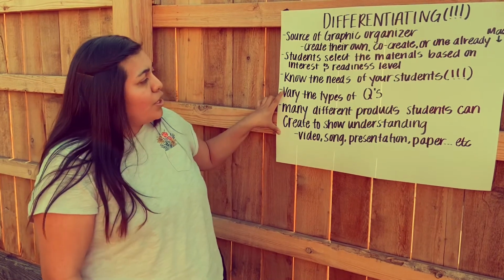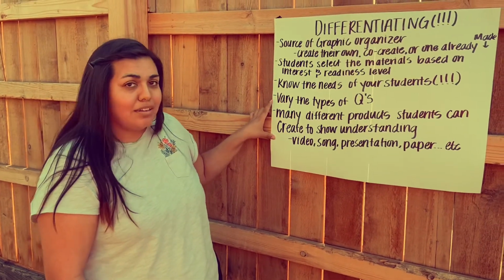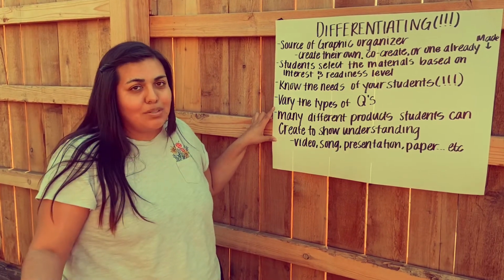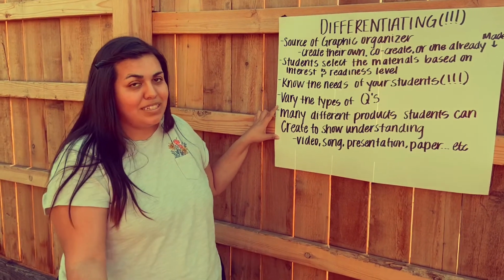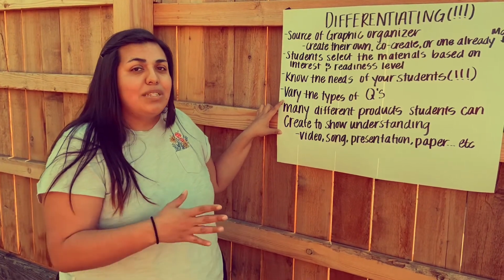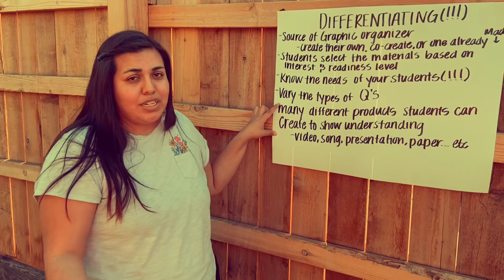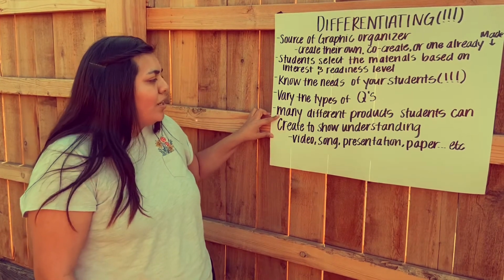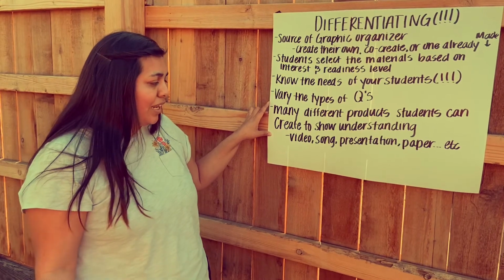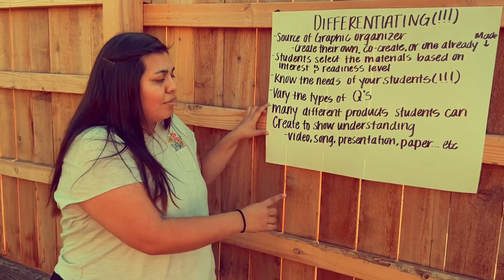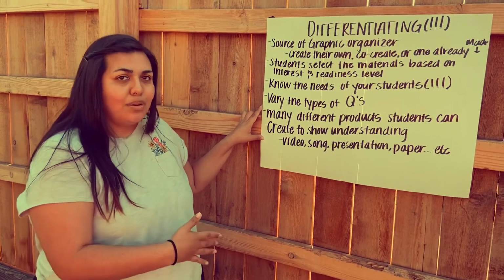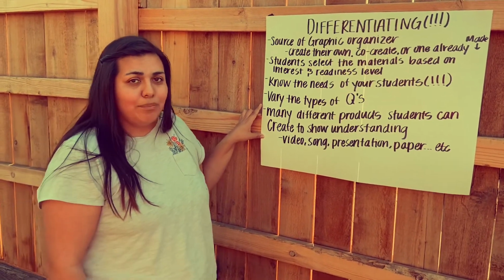Also, you're going to know the needs of your students. This is a basic concept in teaching that we know and we've used in all of our different models. We need to know what they need in order to be successful. You're also going to vary the types of questions that you use. This means you're going to use open and closed questions. And then you're going to allow many different products that students can create to show their understanding. This can be a video, a song, a presentation, a paper, whatever they're most comfortable using to show that they understand what the lesson was about.